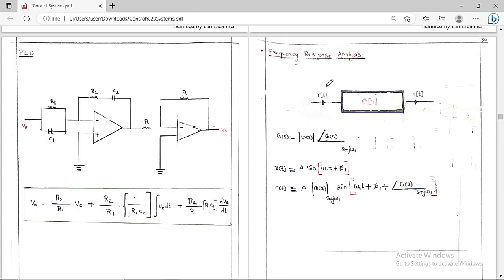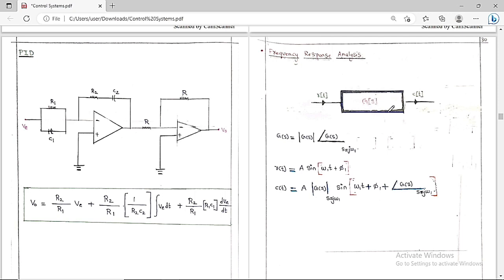We are going to discuss another concept. It is the frequency response analysis. So we are going to study the frequency response analysis. Suppose you take a system, where the input is R of t and the output is C of t. For the system, the gain is G of S.